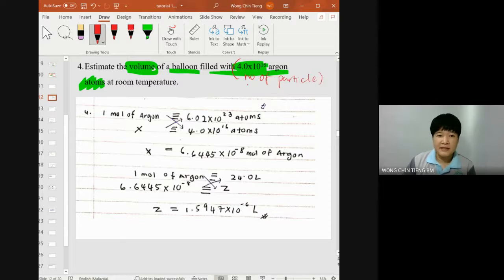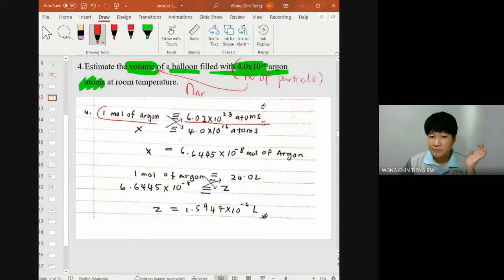Daripada number of particles, saya nak tukar kepada volume. Therefore, I need to find the number of mole of argon. Okay? And even though we are looking for the number of mole, guys, we still start with 1 mole. Senang. Tak payah fikir. Tak kisah yang kita nak cari tu duduk kiri atau kanan. Still start with 1 mole of argon, produce 6.02 times 10 to the power of 23 atom.